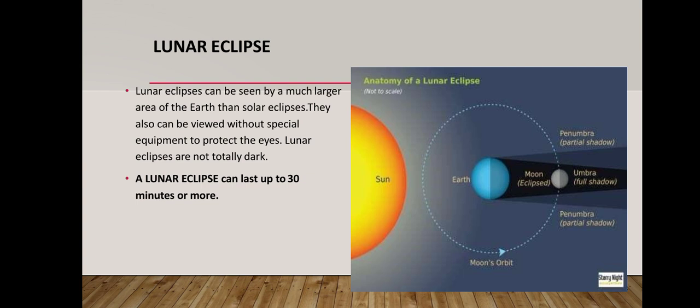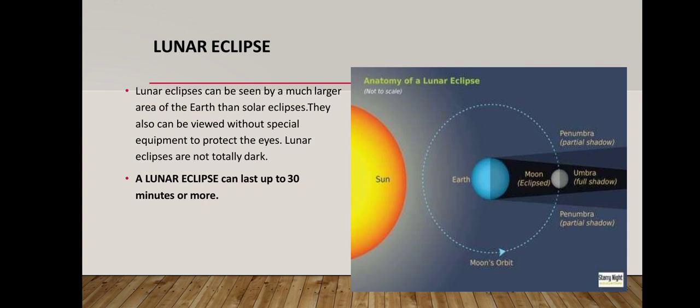Some characteristics of the lunar eclipse are that when the earth is between the sun and the moon, it will cause a lunar eclipse, and it can be seen for up to 30 minutes or more. During the lunar eclipse, the earth casts a long conical shadow in space, and that causes the lunar eclipse. And a lunar eclipse always occurs at the time of full moon.